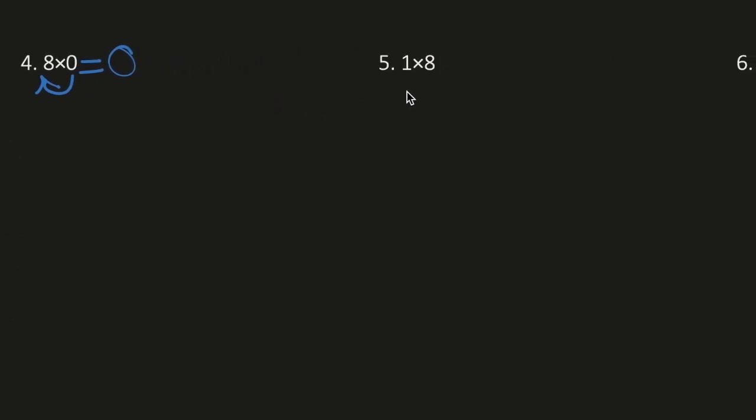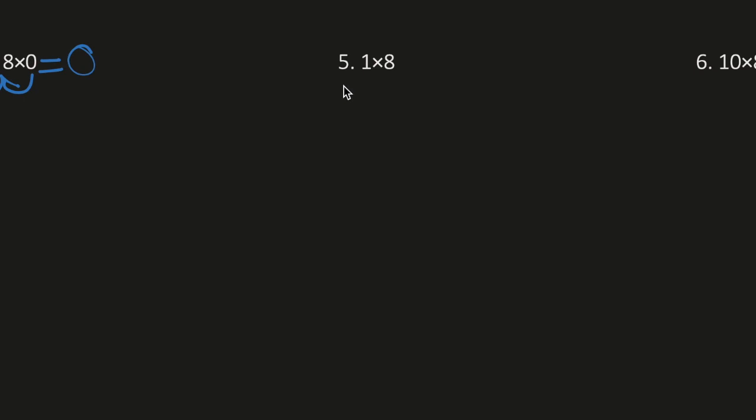Our next one, we have 8 times 1. And again, with 0, there's also a rule with 1. So what we can do is whenever you multiply something by 1, you get the same number back. So 8 times 1 would be equal to 8. You can also draw an array of one row of 8. So that would be 1, 2, 3, 4, 5, 6, 7, 8.